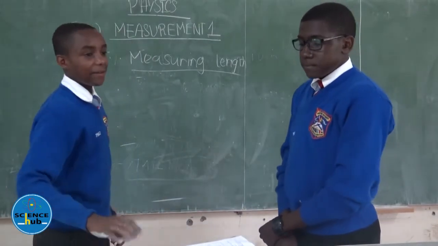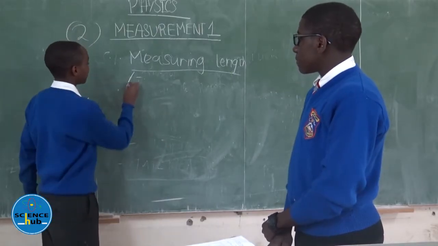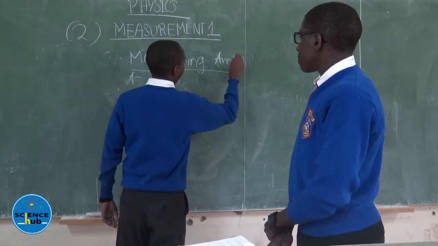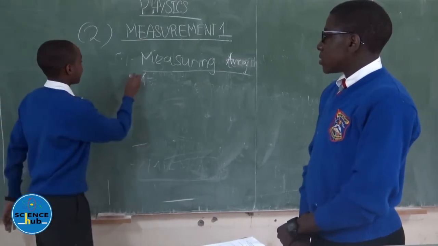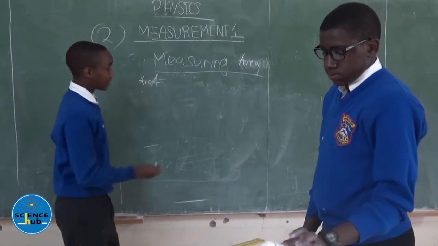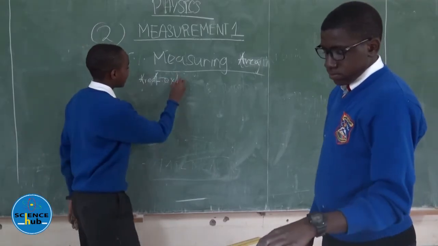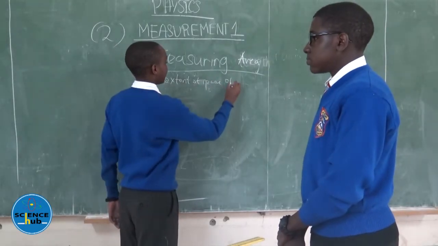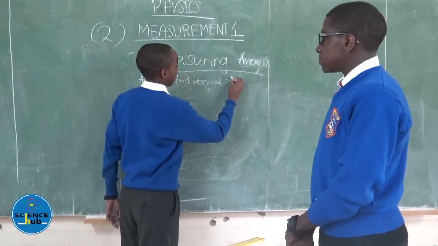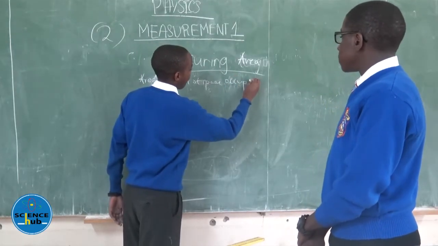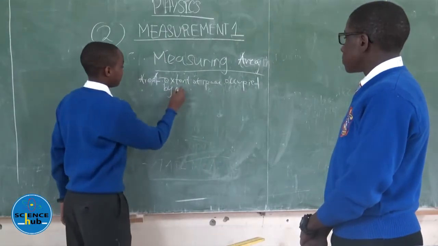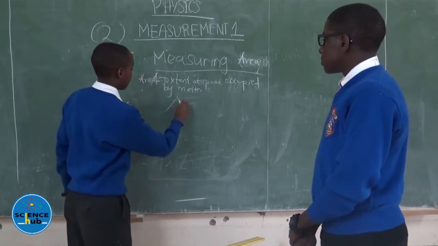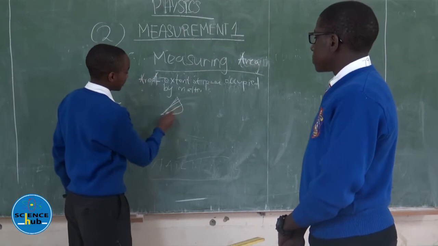More to that, we can go on to area, measurement of area. First of all, area is the extent of space occupied by matter. For example, if this is the object, it has occupied this area.